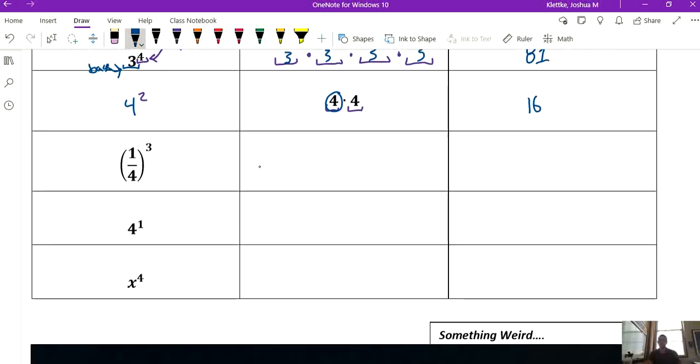Let's go on to the next line down. Next line down, we have a fraction. It's okay, though. We notice how the exponent is 3. So that tells me that I'm multiplying some number by itself so that that number appears 3 times in the repeated multiplication. The base is this whole thing, parentheses, 1/4. So there's my expanded form: 1/4 times 1/4 times 1/4.